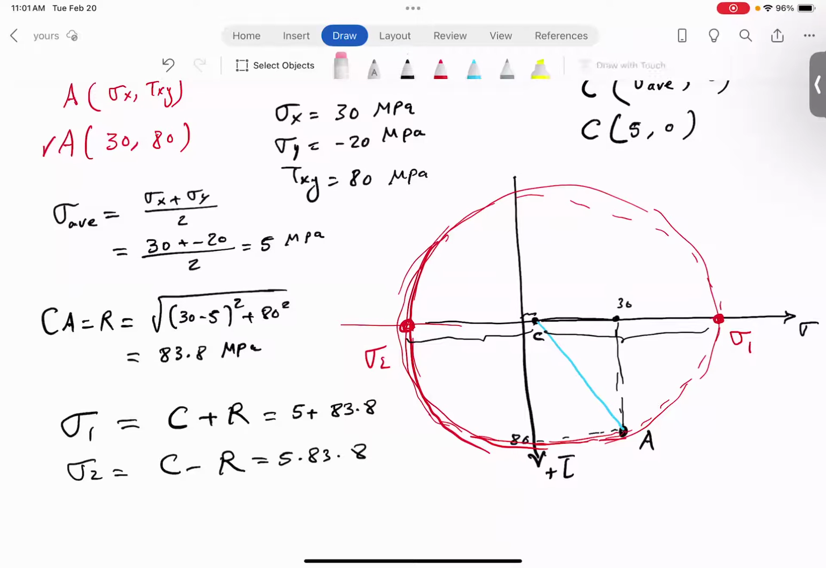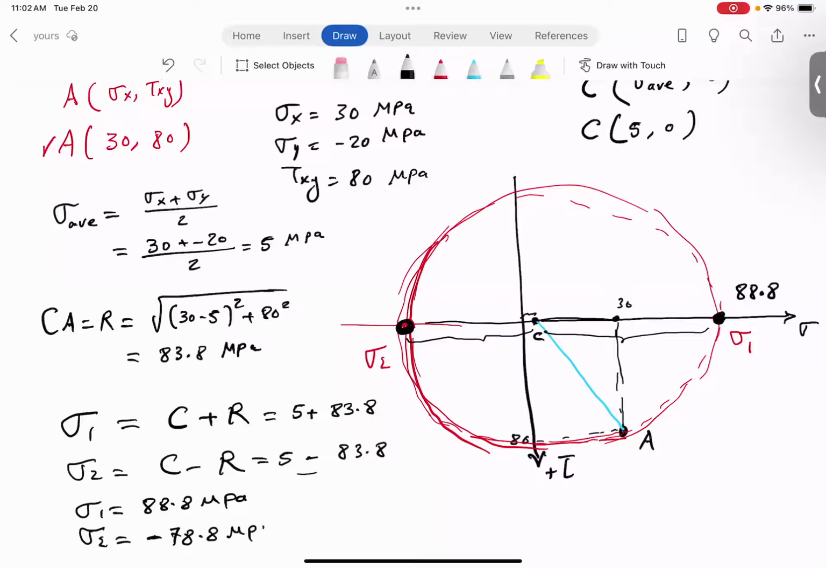Sorry. 5 minus 83.8, right? So sigma 1 happens to be 88.8 roughly. So this is actually 88.8. And this one would be 5 minus, so that falls on the negative side, is compressive, and that would be 78.8 negative, right? So that's your minus 78.8. So those are your principal stresses.